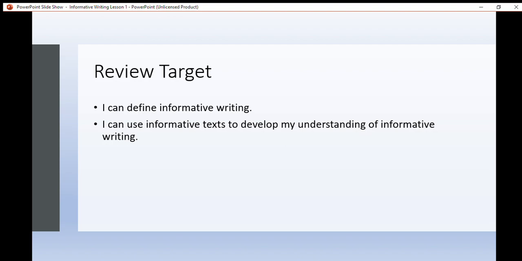So now that we already went through this process, we saw some informative texts. Hopefully it helped you understand what we will be using or what we'll need to do when we start to write our own informative text.